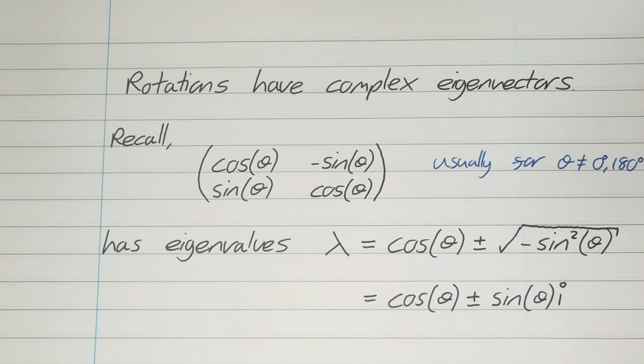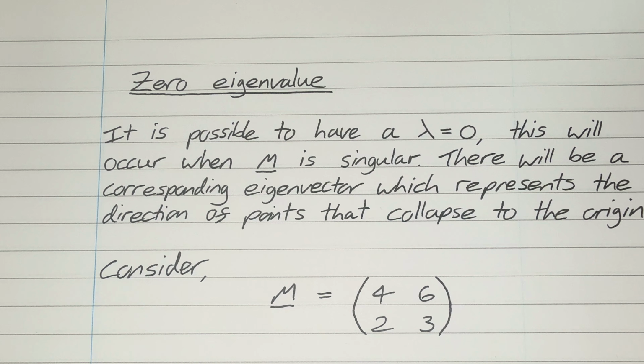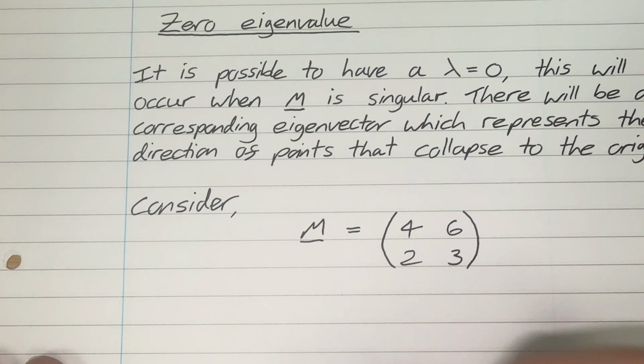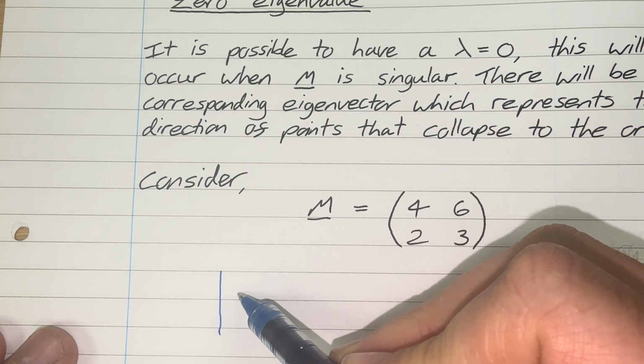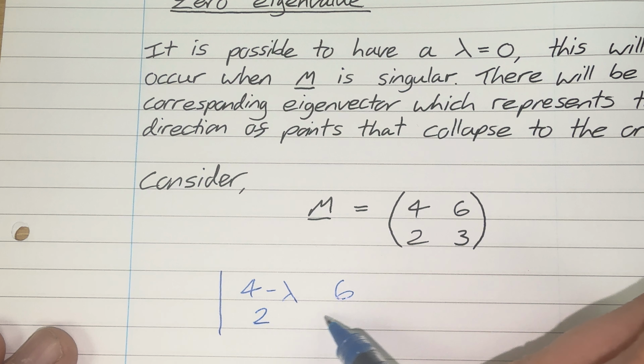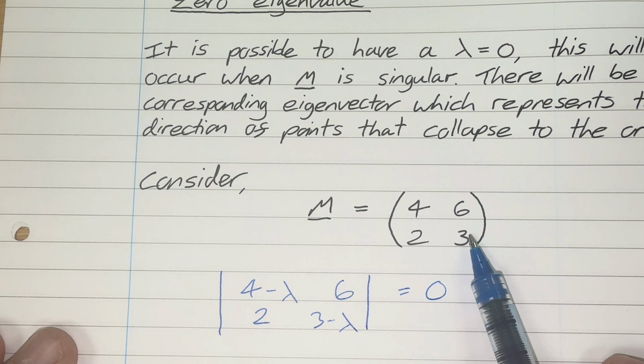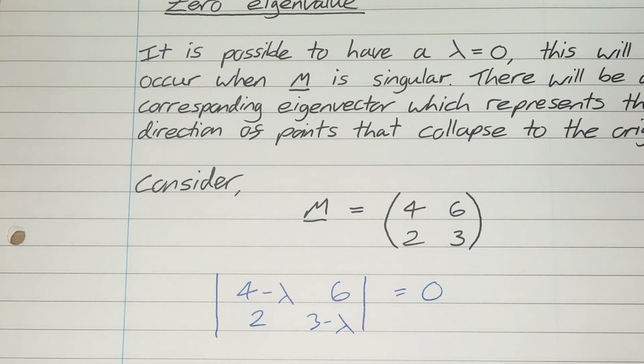Okay, and then finally, I do want to make note that it is possible to have an eigenvalue of 0. This will only occur when the matrix itself is a singular matrix, i.e. there's no inverse, because when you come to do the det of M minus lambda I, so 4 minus lambda in this case, 6, 2, 3 minus lambda, if we want that det to equal 0, and the det of that is already 0, then lambda equals 0 will come out as a solution, which is fine. That's completely allowed. You can have an eigenvalue of 0.